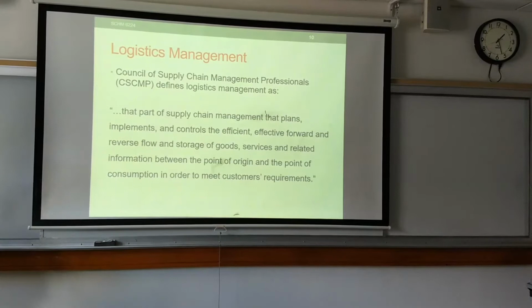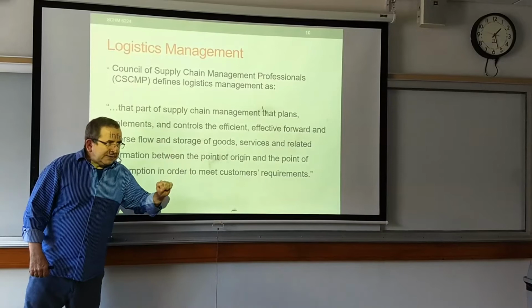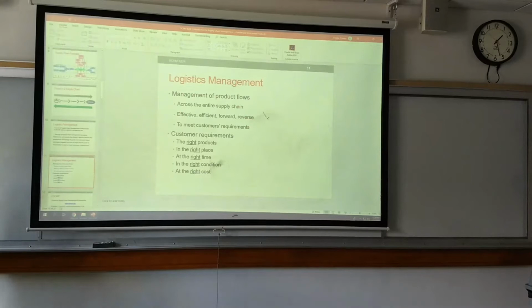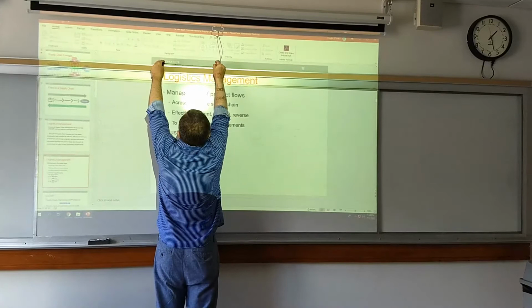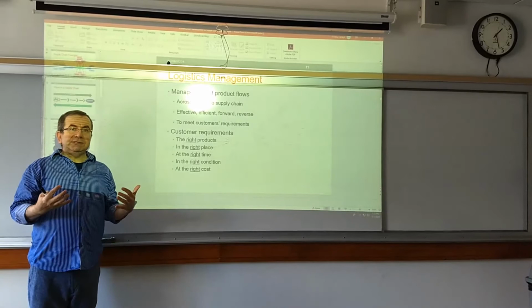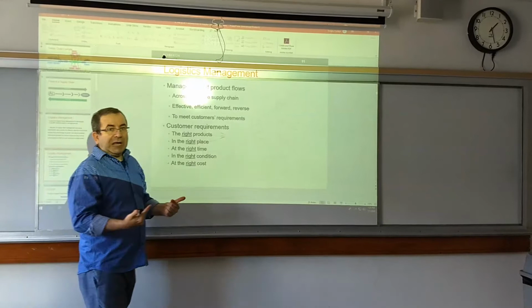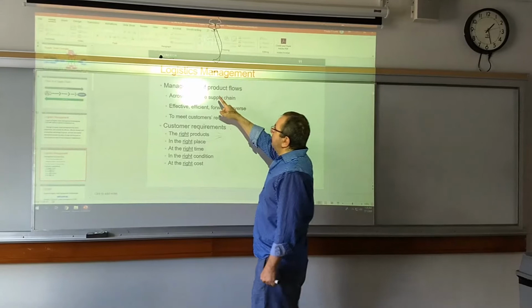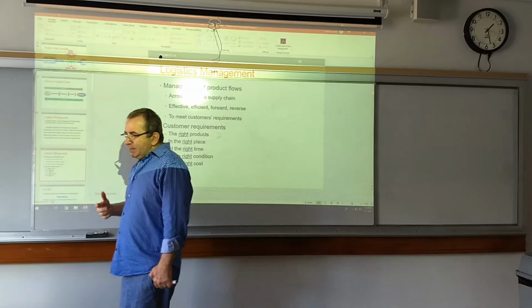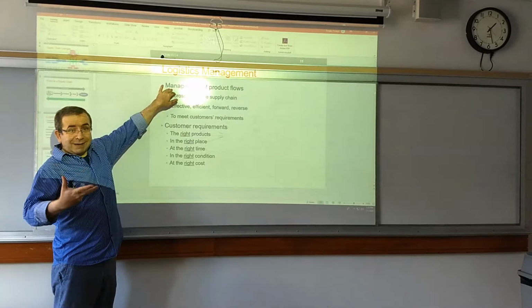And they have this formal definition, which is kind of long. So let me break this definition down for you. Okay. So we said that the goal of supply chain management is to manage product flows in order to optimize cash flows, right? So this is at the heart of their definition of supply chain management. But what does it mean to manage product flows, or to manage anything, right?